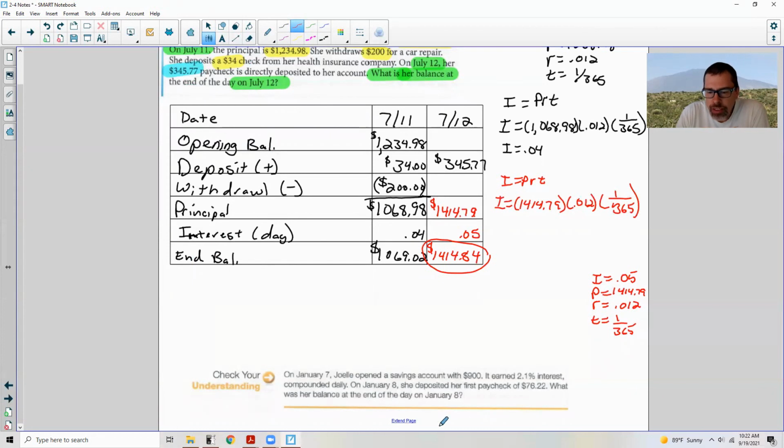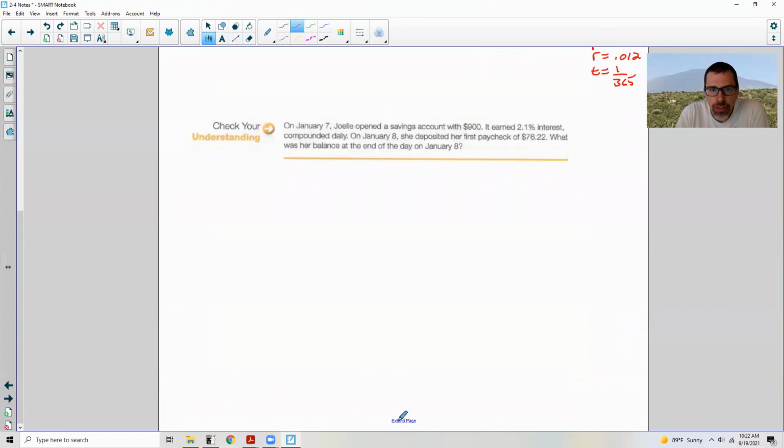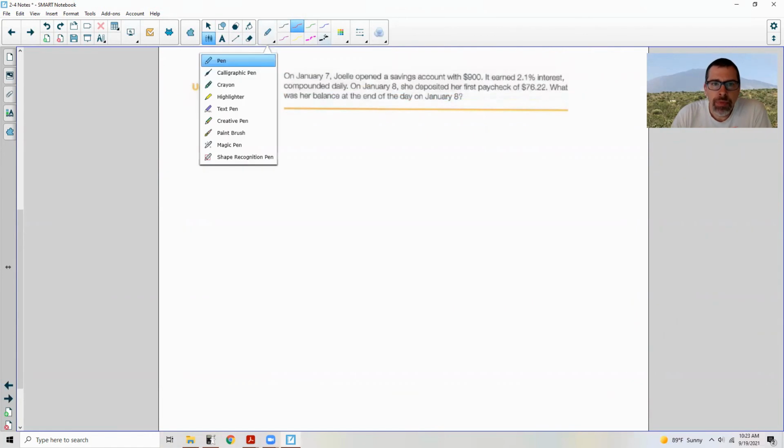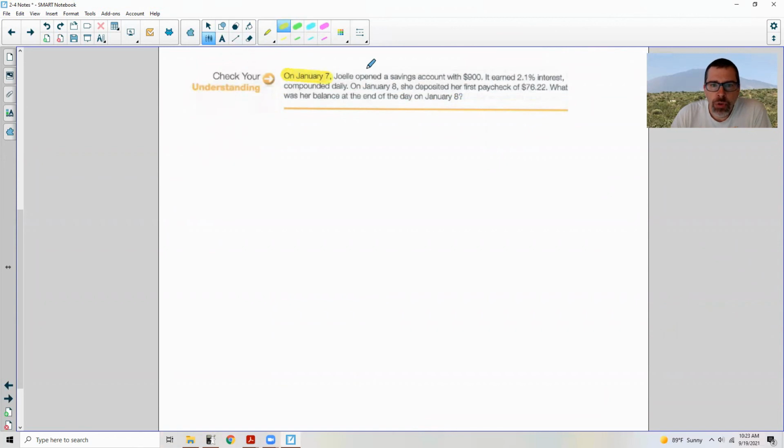Now it's a check your understanding. Pause the video, see if you can do this, and then check your answer. So here we go. On January 7th, Jolie opened a savings account with $900. It earns 2.1% interest compounded daily. On January 8th, she deposited her first paycheck, $76.22. What was her balance at the end of the day on January 8th?